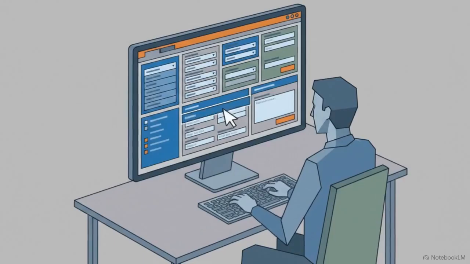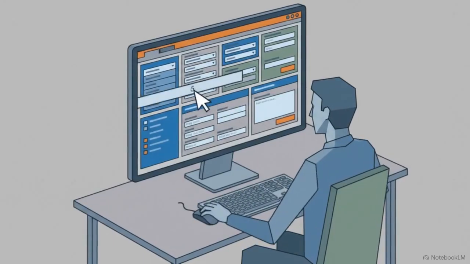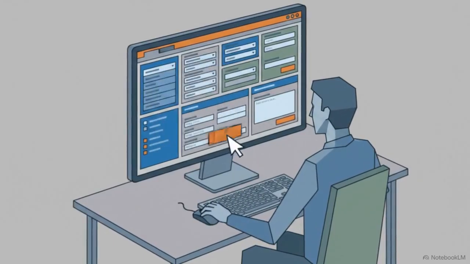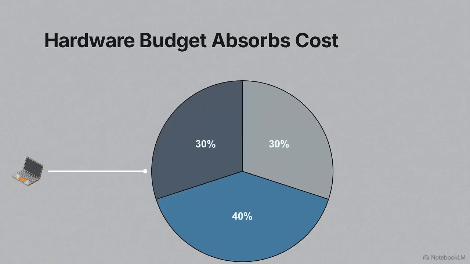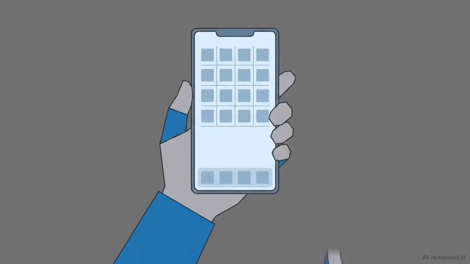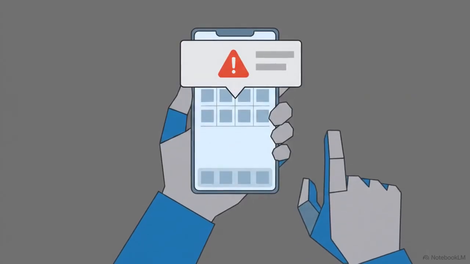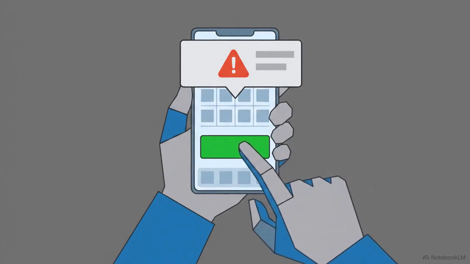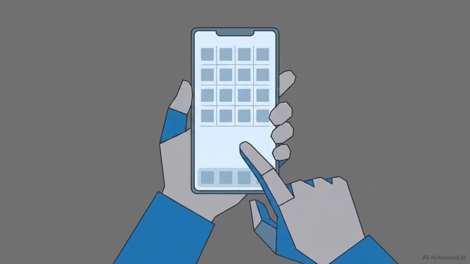The process begins with a purchase requisition. An employee identifies a need, like a batch of 50 laptops, and assigns the cost to their specific department and budget. The system evaluates the total value against an approval workflow. If the cost exceeds a set limit, the requisition is automatically routed to the necessary managers for sign-off.